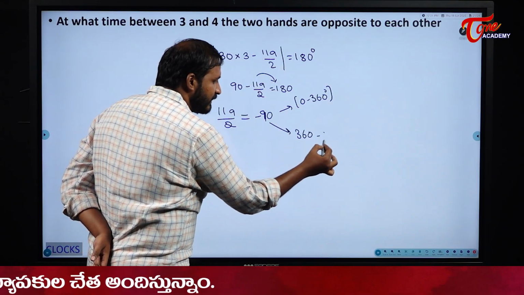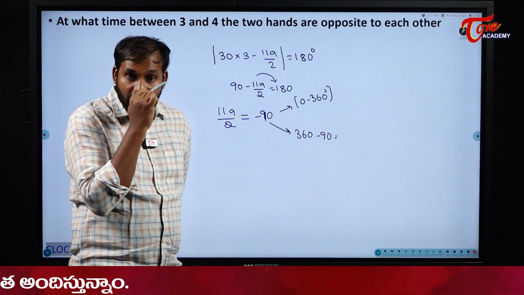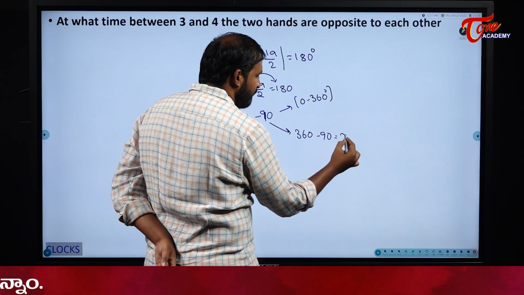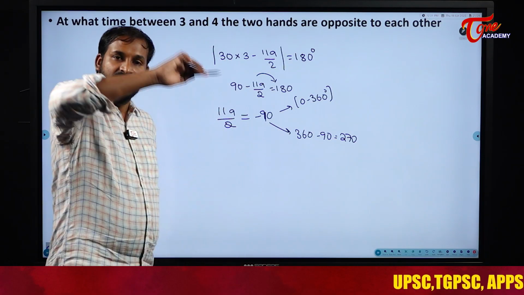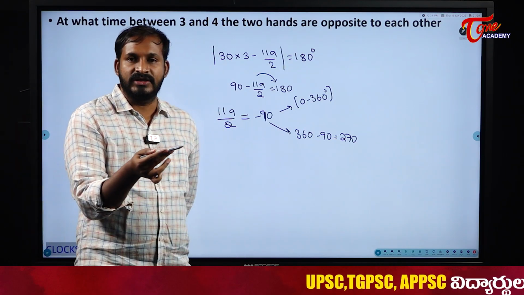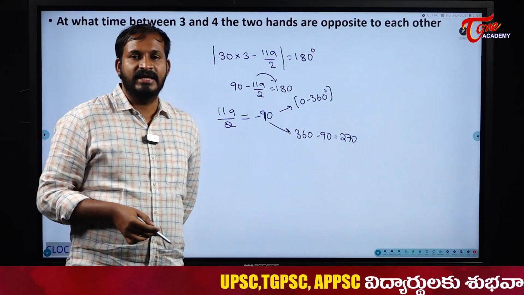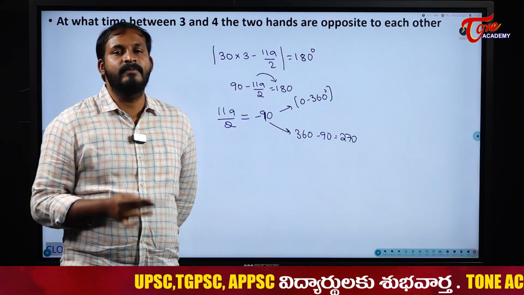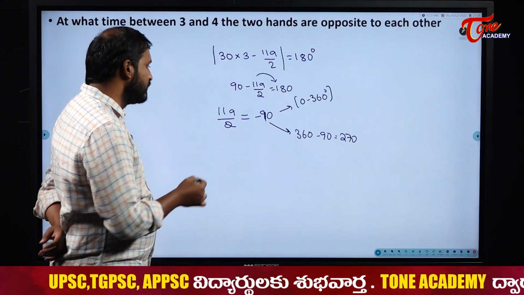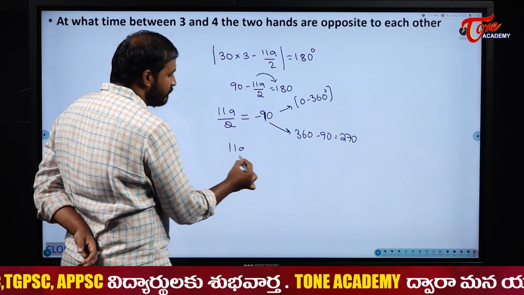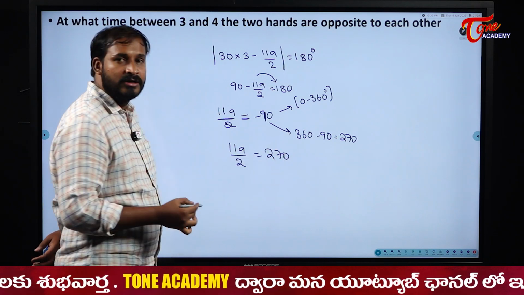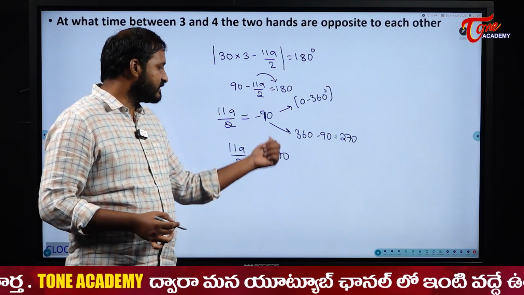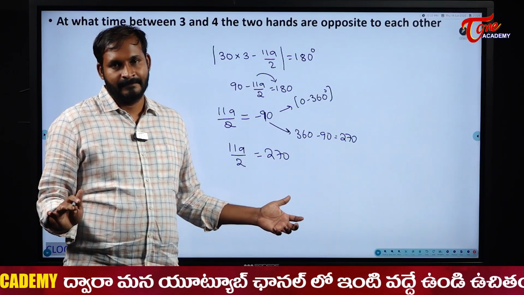360 minus 90. 360 minus 90, what does it become? 270. So, that means if you revolve in clockwise direction 270 degrees, or if you revolve in minus 90 degrees, you will come to the same position. That is the reason. So, now 11a by 2 value will become what? 270. I am converting minus 90 and writing it as 270. Why? Because minus 90 and 270 both are the same.